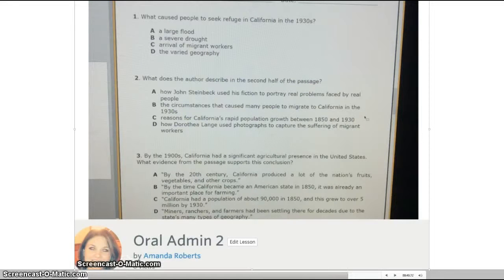Number two, what does the author describe in the second half of the passage?